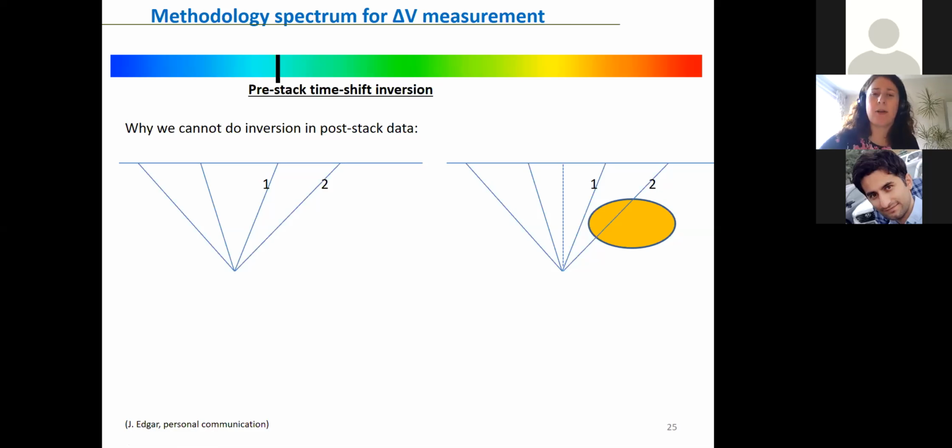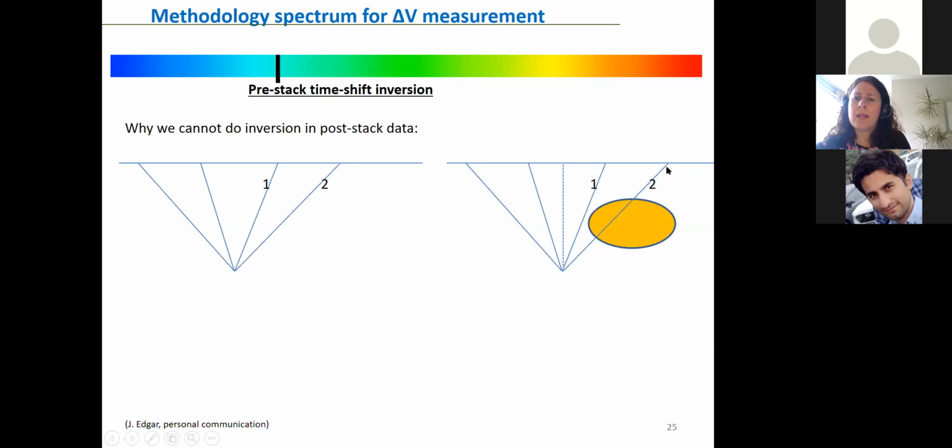And he drew this diagram and he said, well, look at ray 1 in the baseline and in the monitor, and now ray 2 in the baseline and in the monitor. Obviously here I've simplified things, they're straight and they should be curving. But in this case, in the monitor survey, ray 1 is not seeing this velocity perturbation, but ray 2 is seeing the velocity perturbation, okay?